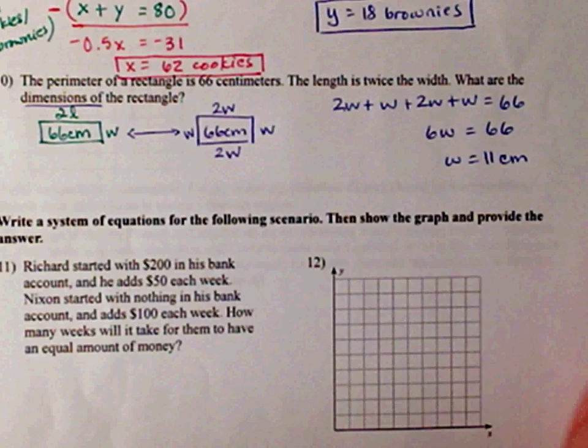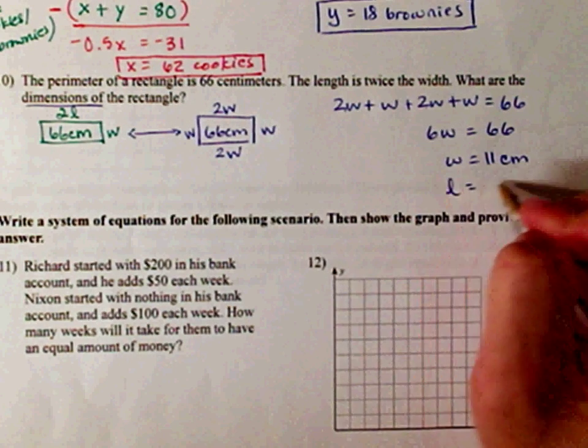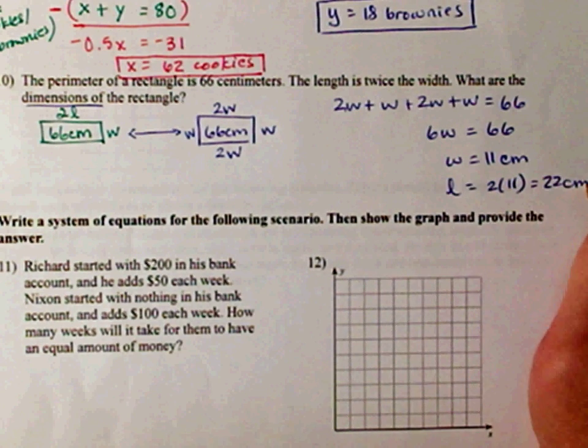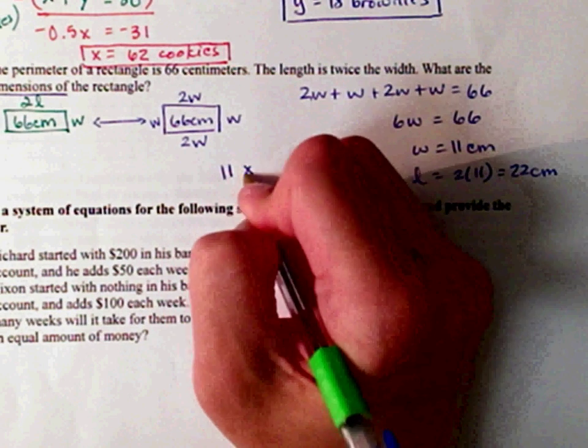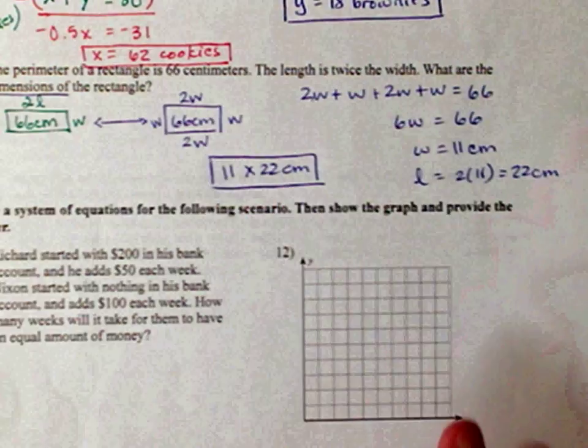Okay. Notice your length is always twice the width. So your length is 2 times 11, which comes out to be 22 centimeters. So your dimension is 11 by 22 centimeters. And there you have number 10.